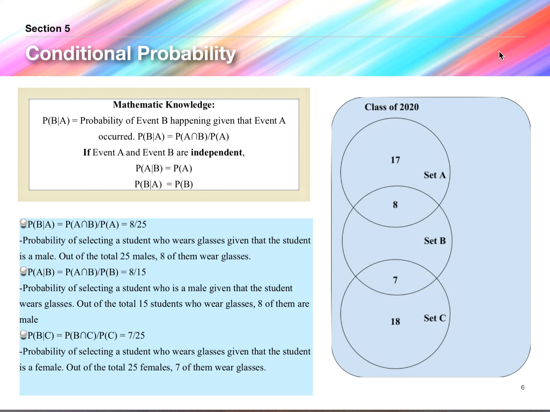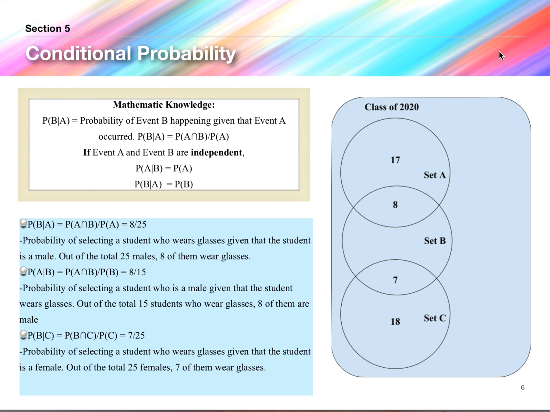In a situation where the two events are independent, probability of A given B equals probability of A, and probability of B given A equals probability of B. However, we know that our events are not independent. I came up with three conditional probabilities.